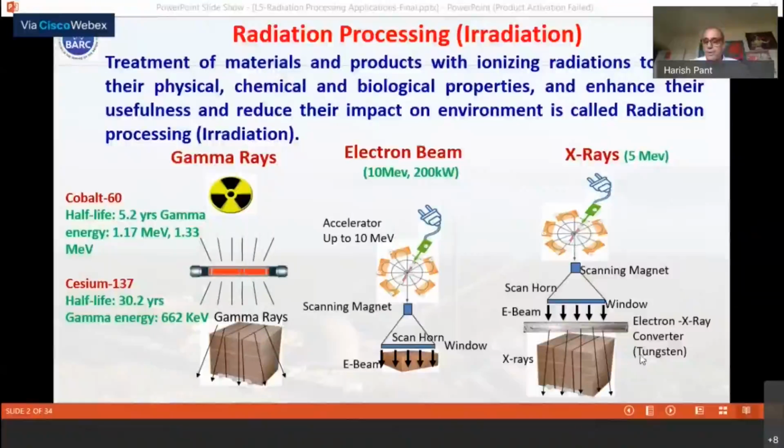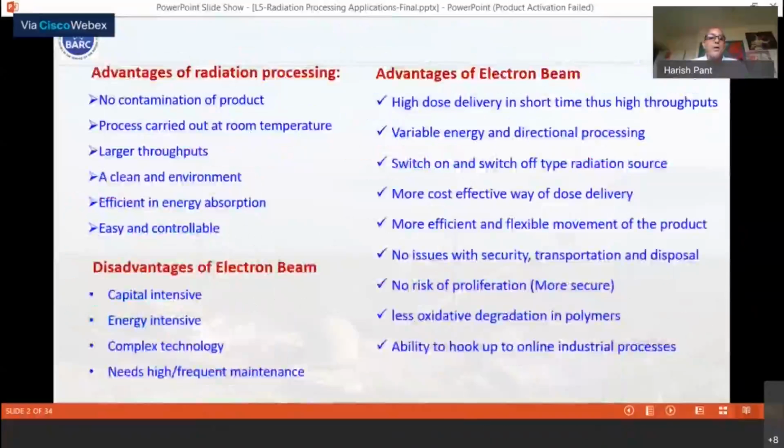Now, before I go into the details, let us discuss the advantages of radiation processing. There are other conventional methods like chemical treatment, heat treatment, and many other conventional techniques for the processing of materials. But radiation processing has some distinct advantages.